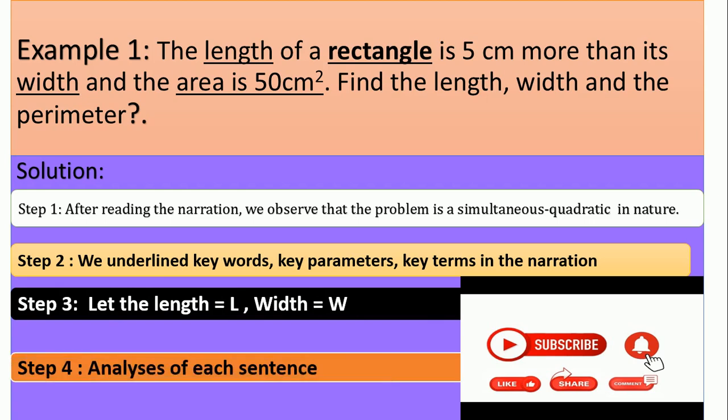So we now analyze the sentences one after the other. In the first sentence, the length of a rectangle is 5 cm more than its width. So it means whatever be the measurement of our width, you add 5 to it to give you the length as required.